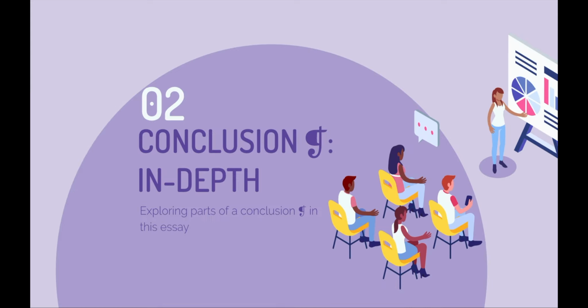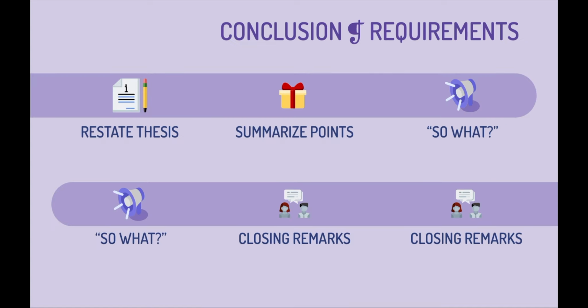Section 2, Conclusion Paragraph in Depth. So we're going to go into more detail about how those 4 elements create what a concluding paragraph is. Starting with restating your thesis. So you may either restate your thesis statement or rather paraphrase it to remind your reader of the purpose of your essay. Then you'll want to summarize your points that are made in your body paragraph.